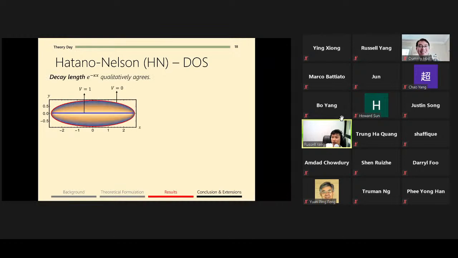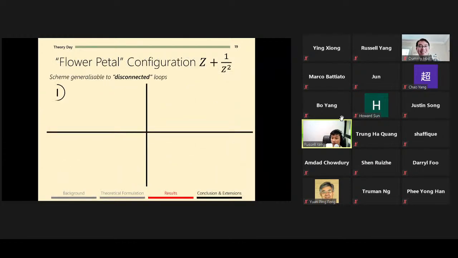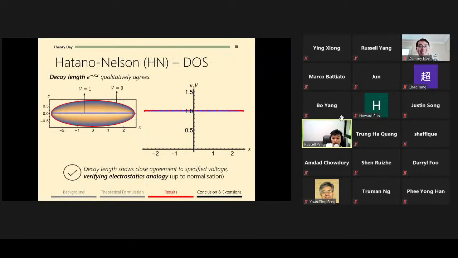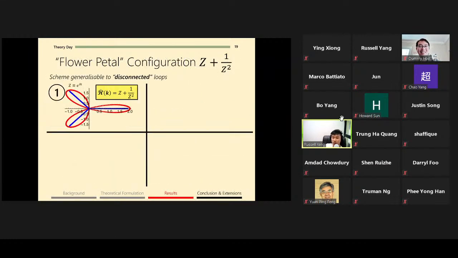So we then plot the decay length for every site in the OBC, and we find that they qualitatively agree with the shape of the specified voltage. So we repeat the same for a variety of Hamiltonians, namely z plus 1 over z squared, and we follow the same scheme.